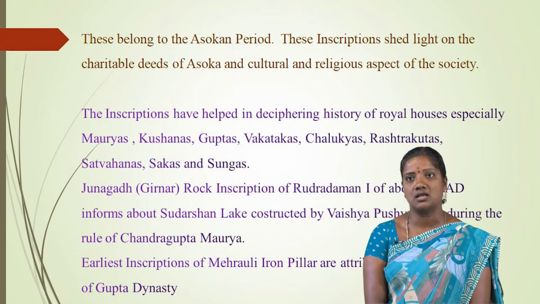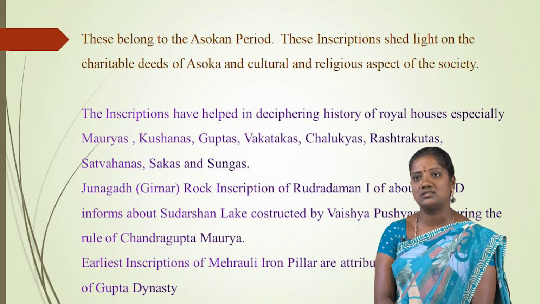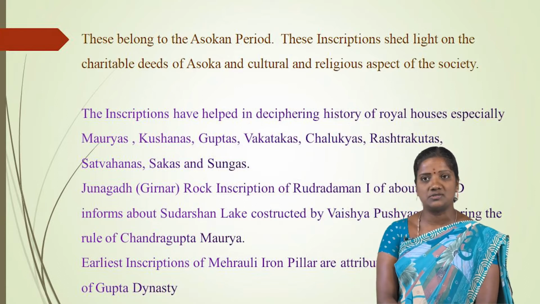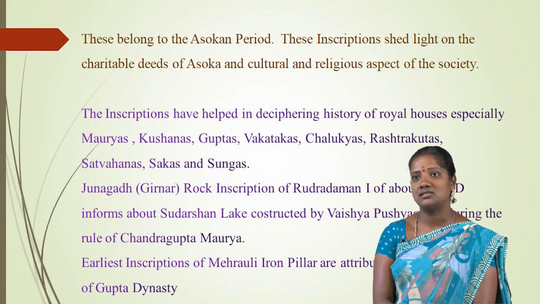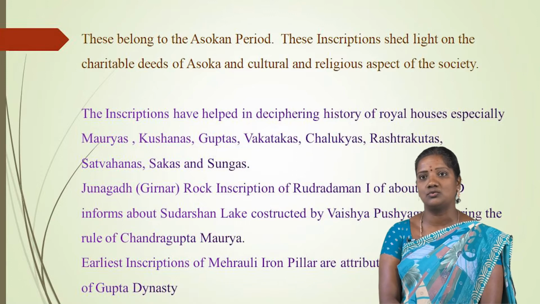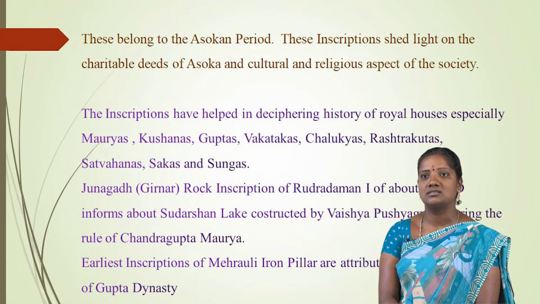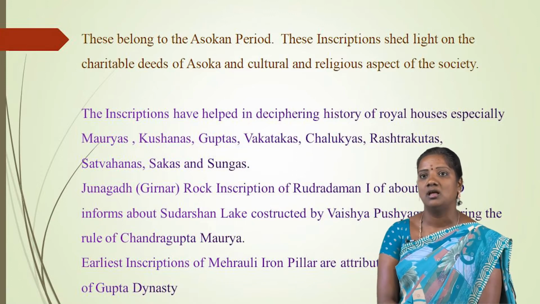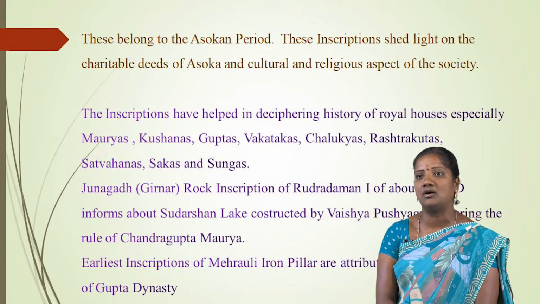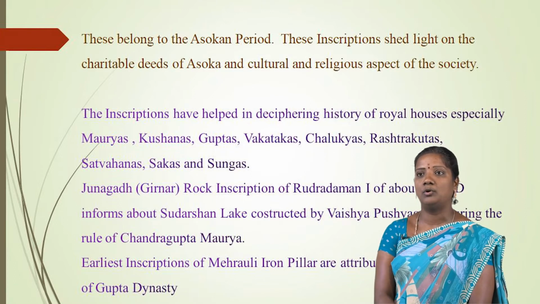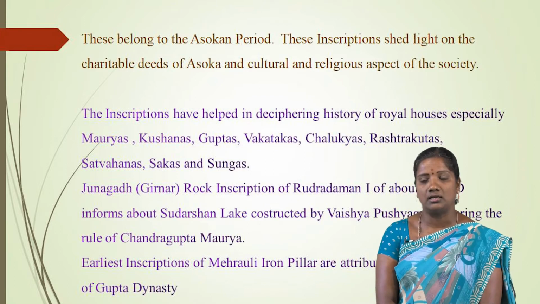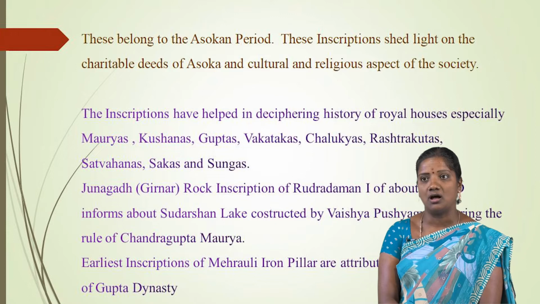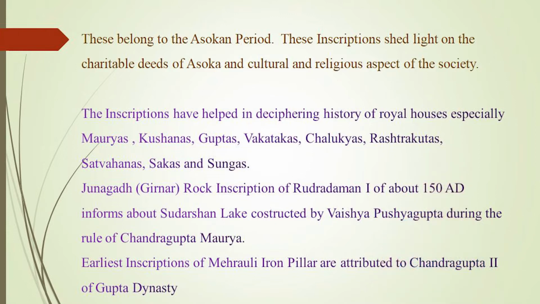The inscriptions have helped in deciphering the history of royal houses, especially the Mauryas, Kushanas, Guptas, Vakatakas, Chalukyas, Rashtrakutas, Satavahanas, Shakas, and Sungas. The Junagadh rock inscription of Rudradaman I of about 150 AD informs about the Sudarshana Lake constructed by the Vaishya Pushyagupta during the rule of Chandragupta Maurya.